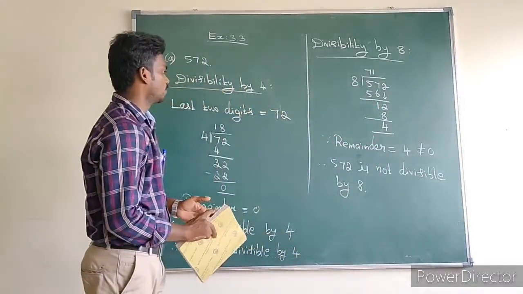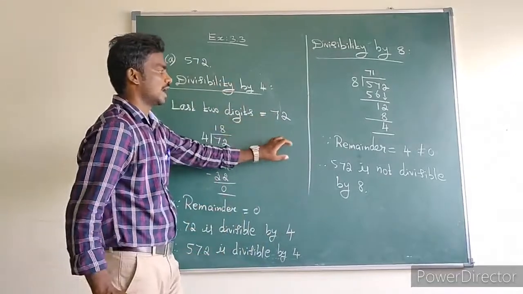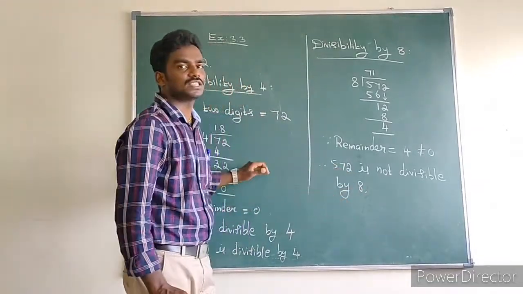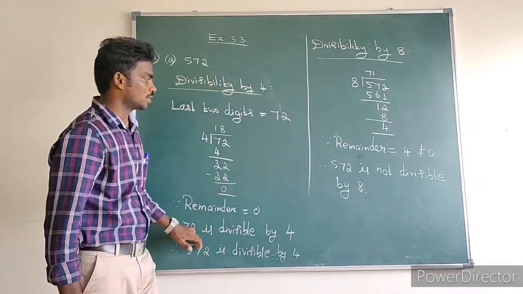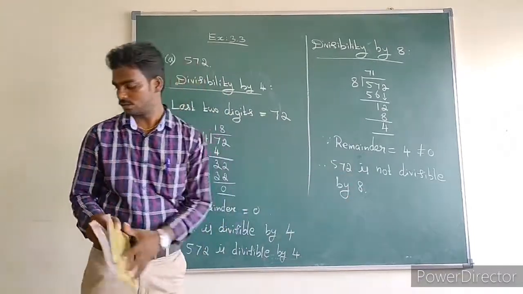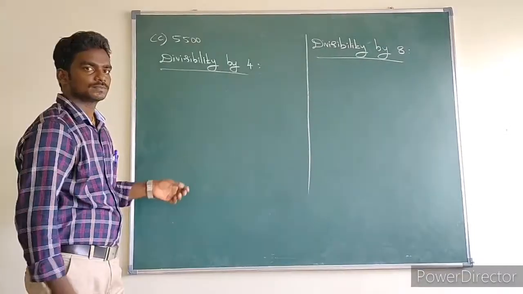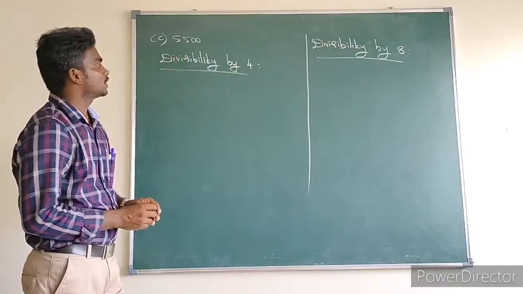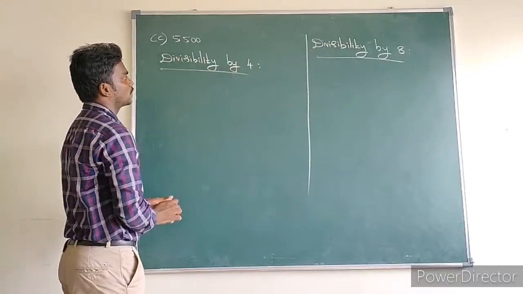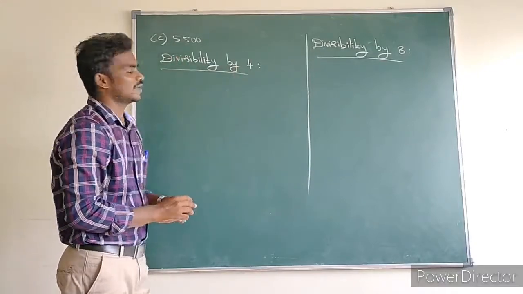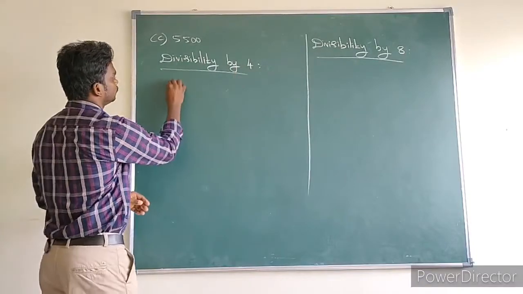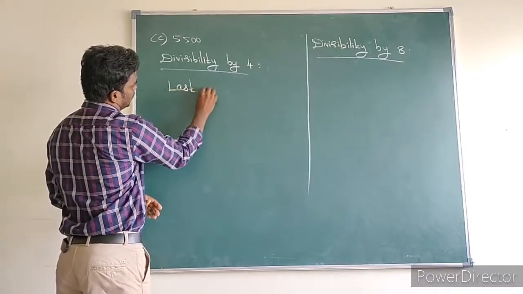So for divisibility by 4 we check the last 2 digits, and for divisibility by 8 we check the last 3 digits. So this is divisible by 4 but not divisible by 8. So next, our question 5500. What is the condition for divisibility by 4? We want to check the last 2 digits. Here, what are the last 2 digits?